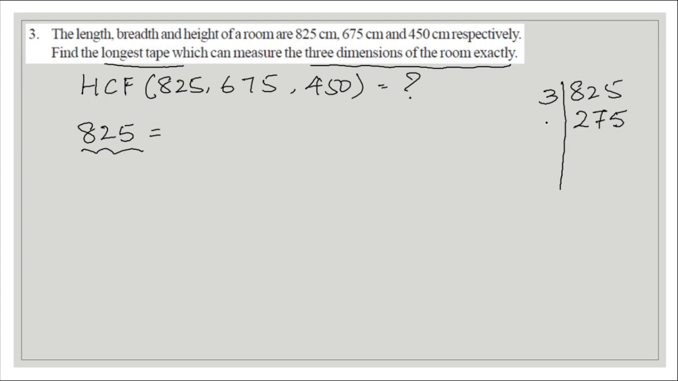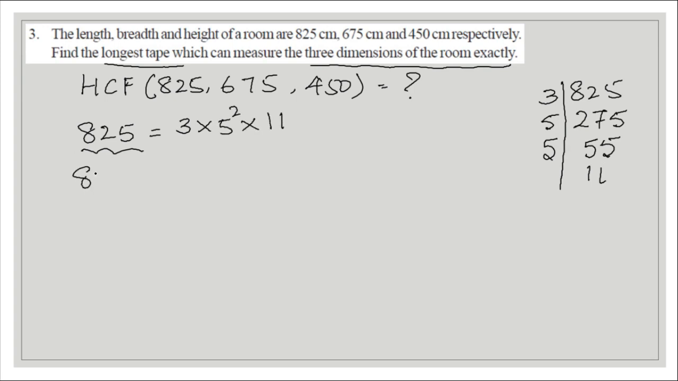this number is not divisible by 3. Let me divide by 5. 5 5s are 25, 5 5s are 25 again, so 5 11 times. 11 is a prime number, so this is 3 multiplied by 5 square multiplied by 11.